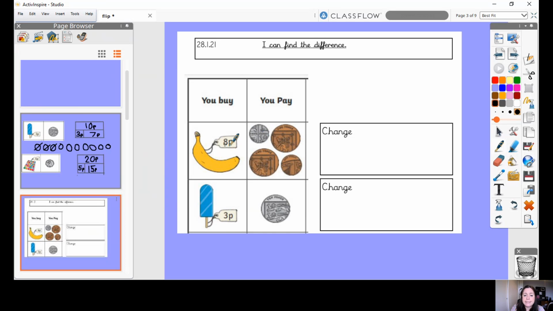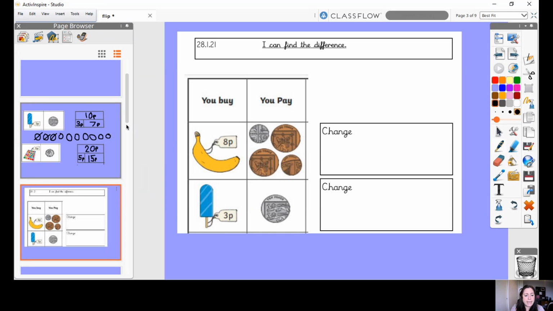So you spent 8 and you've given a 10p coin, so how much change are you going to get? If you need to, you can draw out your 10, get rid of 8 and see how many you've got left. And that's your worksheet for today.